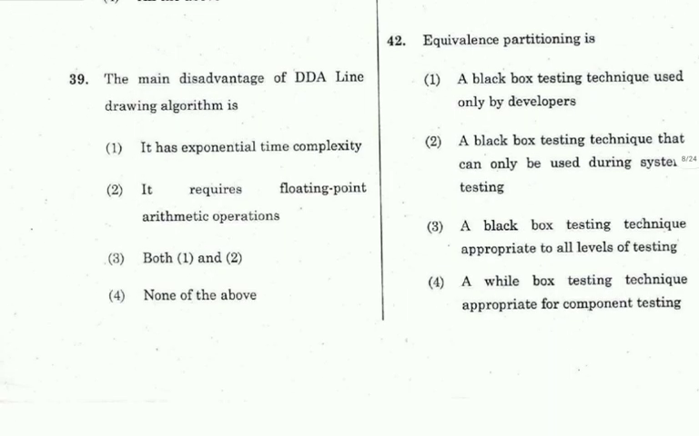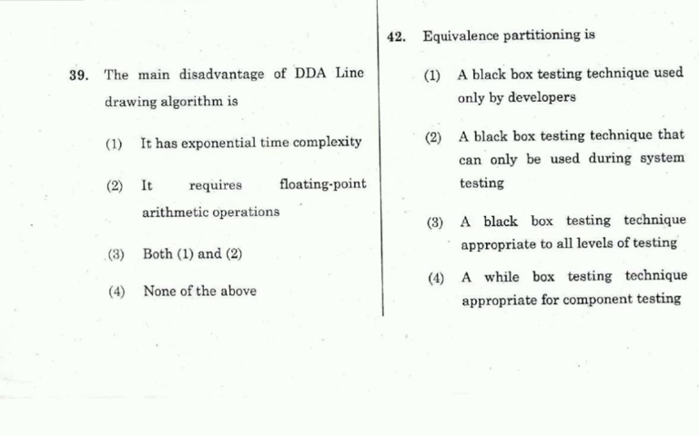The main drawback of a DDA line drawing algorithm is. So DDA, that stands for Digital Differential Analyzer, is an incremental method for line drawing which computes successive points using floating point operations. The drawback of floating point calculations is it will make it slower than integer-based algorithms like Bresenham's line drawing algorithm. However, DDA doesn't have exponential time complexity; it has linear time complexity. So that's why option 2, it requires floating point arithmetic operations, is the correct answer. It is a drawback of the DDA line drawing algorithm.